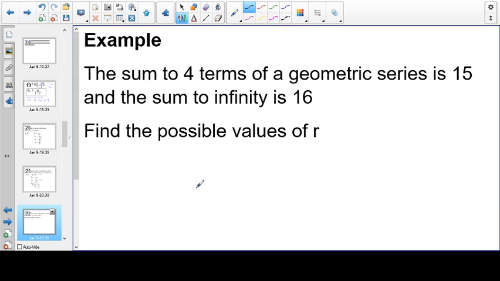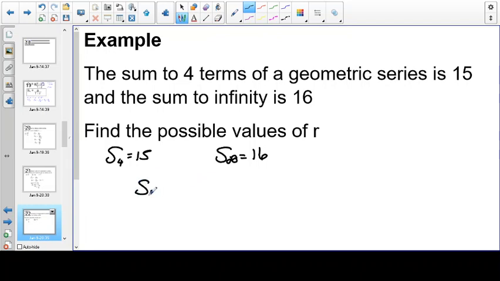Okay, slightly harder. The sum to 4 terms of a geometric series is 15, and the sum to infinity is 16. Find the possible values of R. The sum of 4 terms of a geometric series is 15. The sum to infinity is 16. Now don't forget there are very similarities between these two formulae.